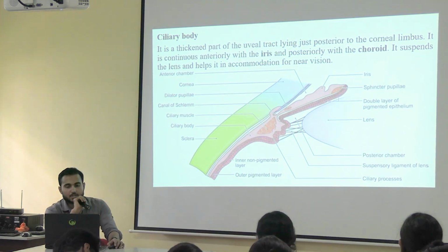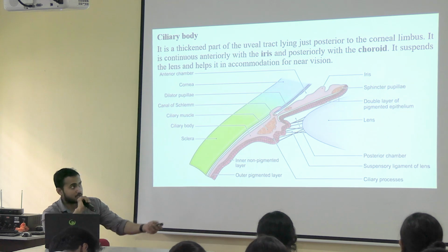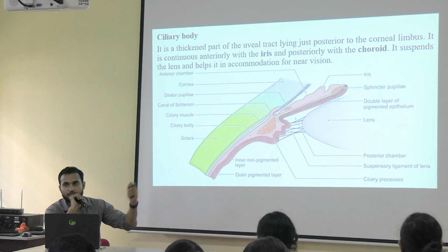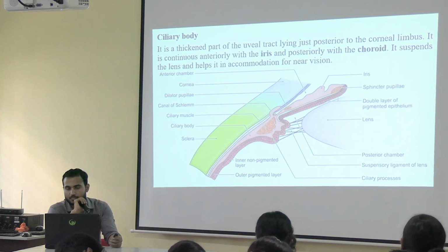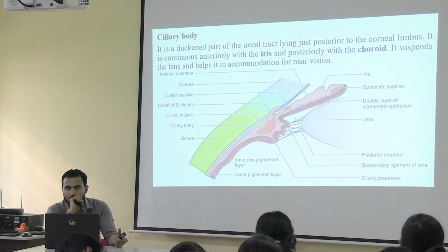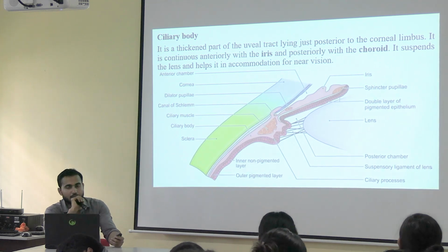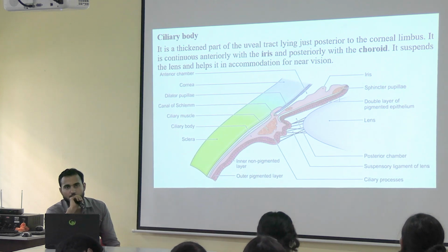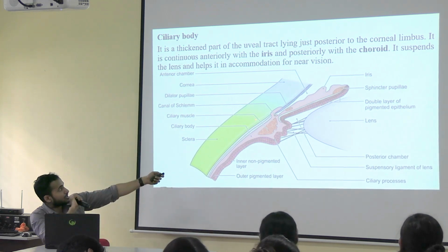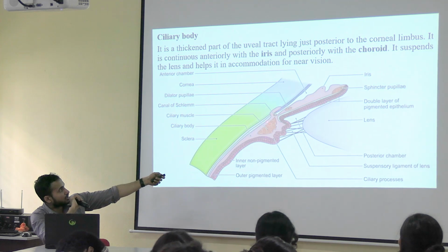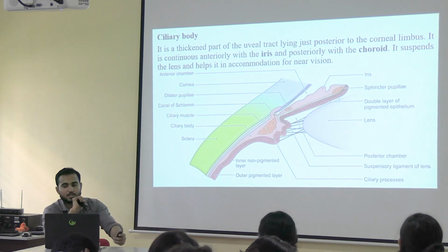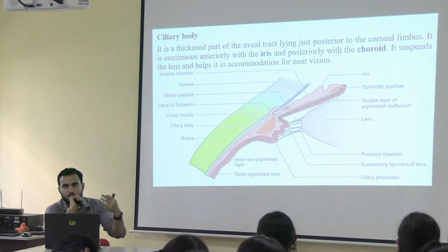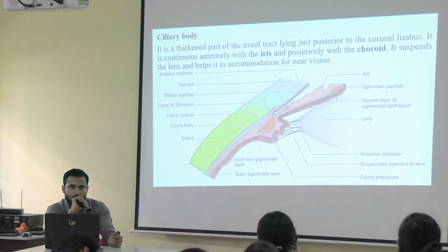The ciliary body is the thickened part of the uveal tract. Here I have mentioned the uveal tract. As I said, uveal tract and vascular layer are the same. Where is it situated? It is situated just posterior to the limbus, or the sclerocorneal junction. Here you can see the sclerocorneal junction, and posterior to it the ciliary body is situated. Anteriorly it continues with the iris, posteriorly it continues as the choroid.